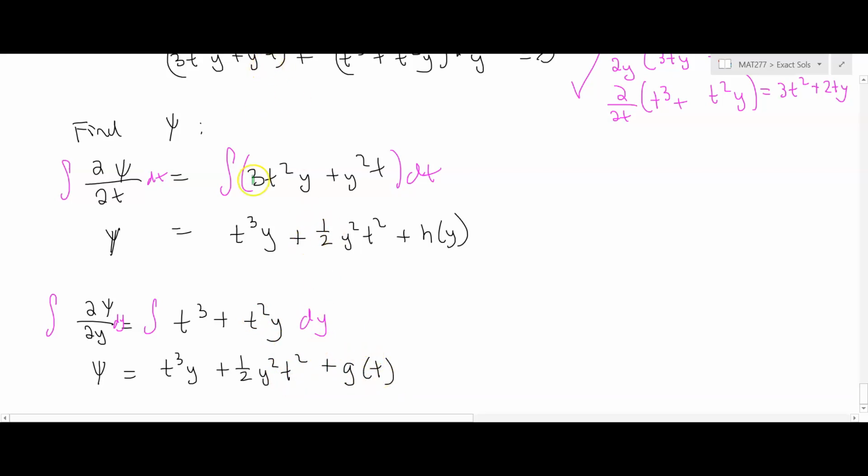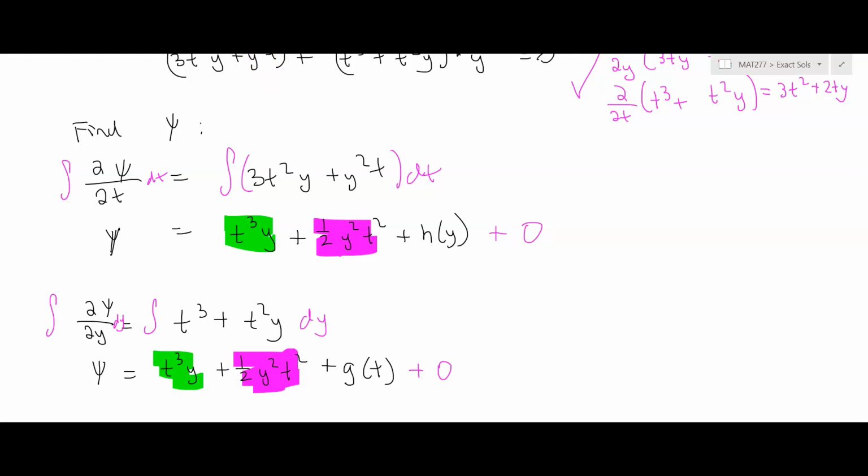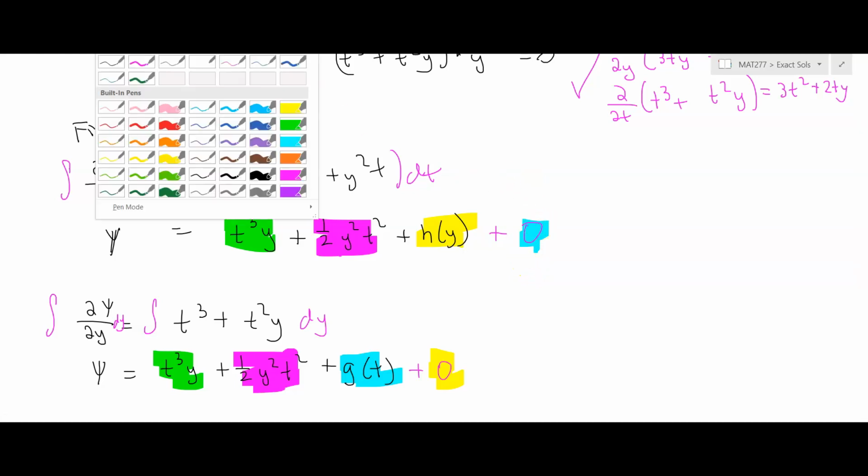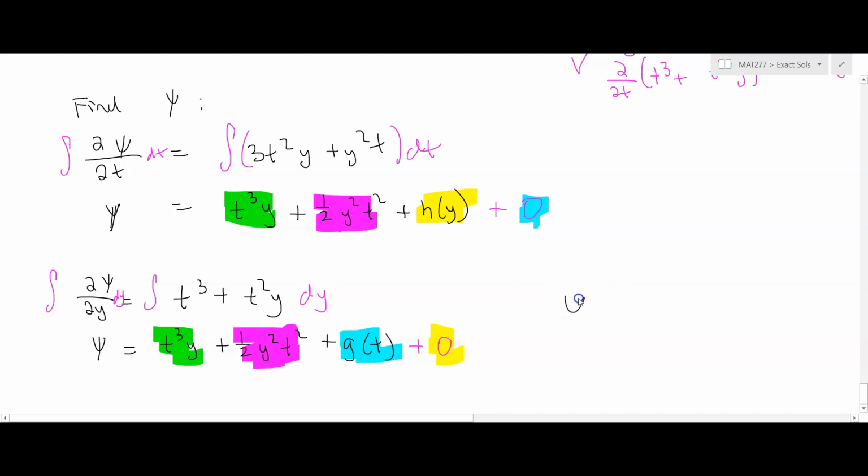We already see that the pieces match, right? We get a t cubed y there, we get a t cubed y there. We've got a 1/2 t squared y squared there and there. And then we don't have anything else, right? So that means that I could write this as plus 0, and I could write this as plus 0. And so that means there's no standalone functions of y, so I'll equate that to 0. And there's no standalone functions of t on this side, therefore g of t is 0. So it's an identification game. And what I can conclude now is that psi of t comma y is equal to t cubed y plus 1/2 y squared t squared.